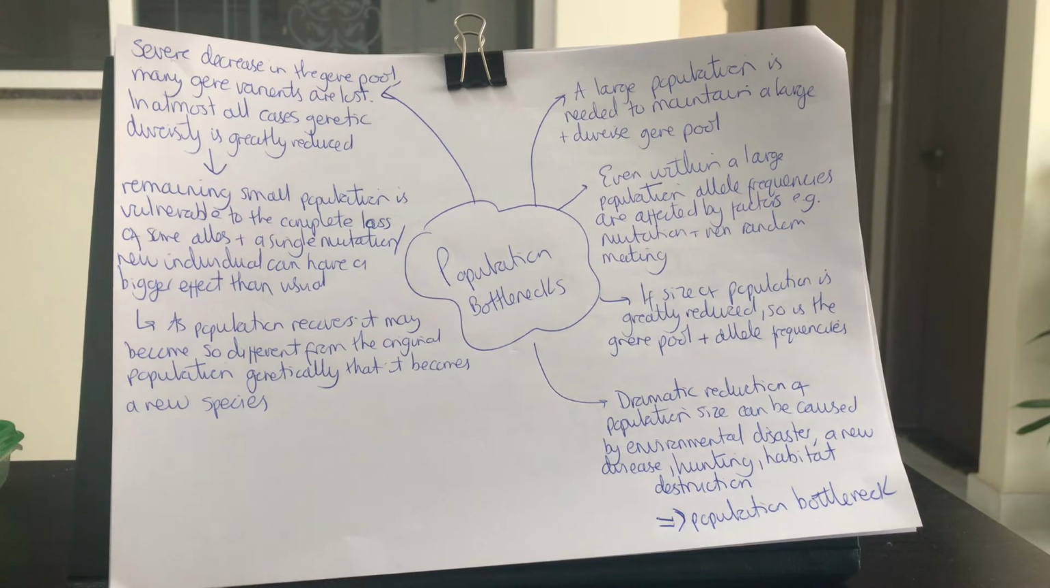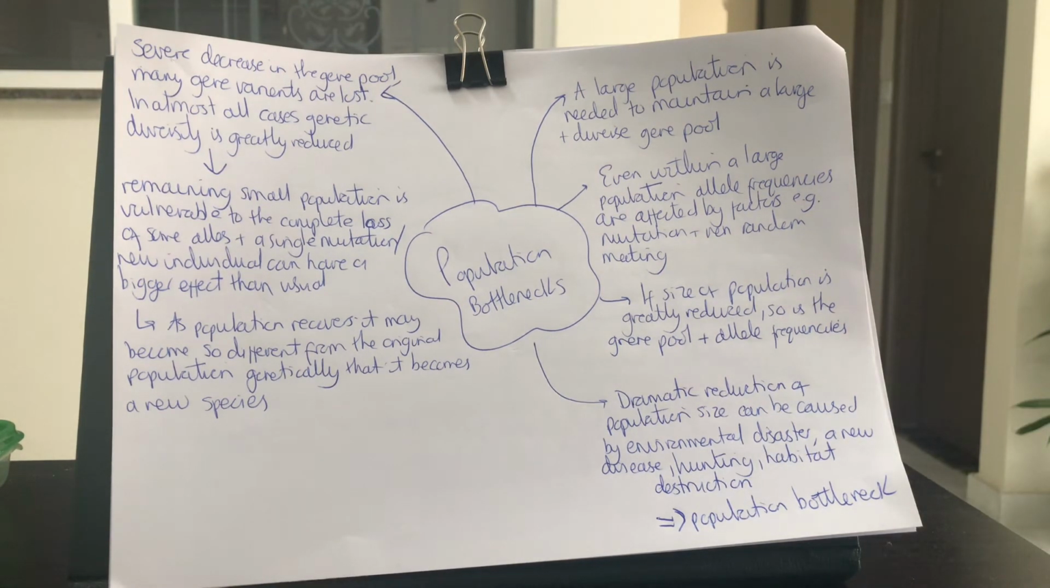So hopefully it feeds on from that and makes sense that if you have a dramatic reduction of your population size, you're going to have a reduction in gene pool. A dramatic reduction of population size can be caused by loads of different things: environmental disasters, a new disease, hunting, either by humans or a new really successful predator, or habitat destruction. This dramatic reduction in size, forced upon a population by things outside of their control, is called a population bottleneck.